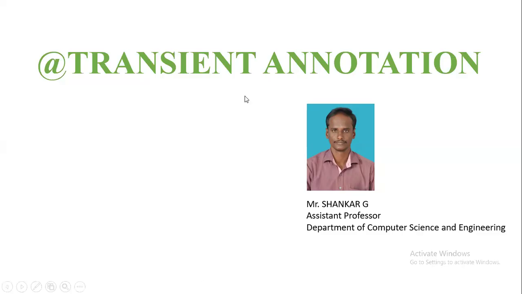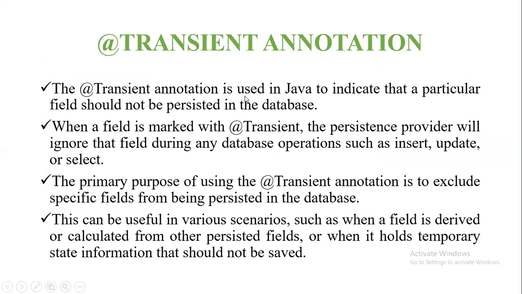Let's go to the video. In this video we are discussing about transient annotation. The transient annotation is used in Java to indicate that a particular field should not be persisted in the database.